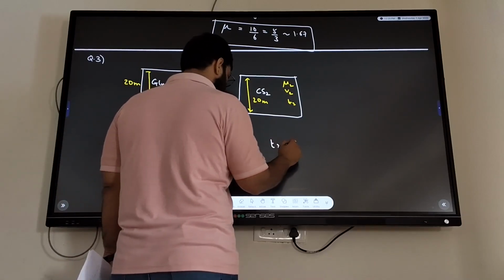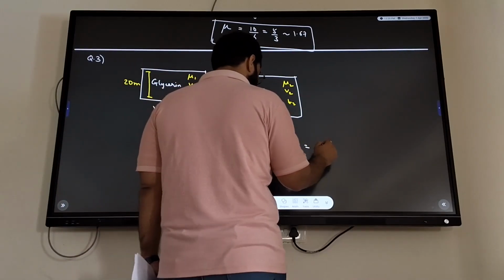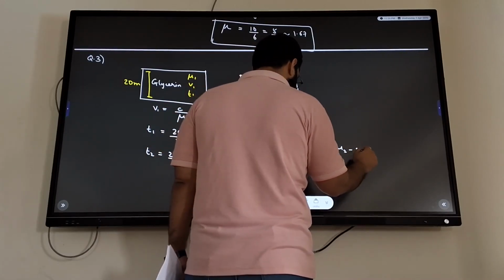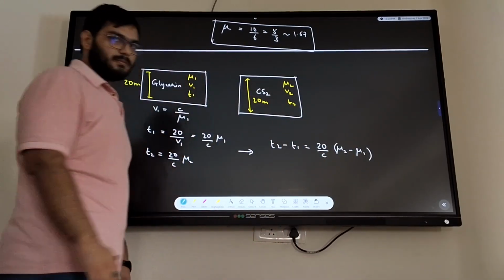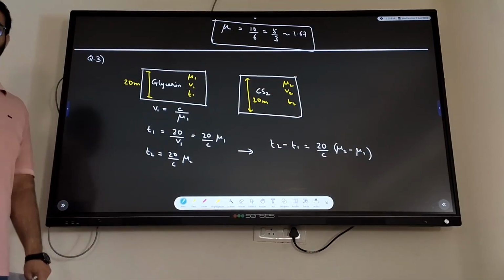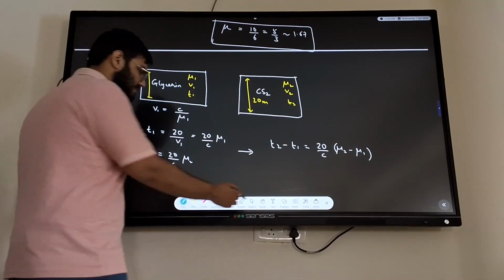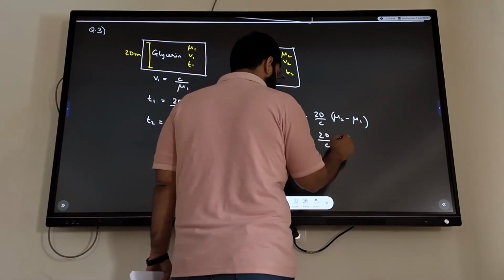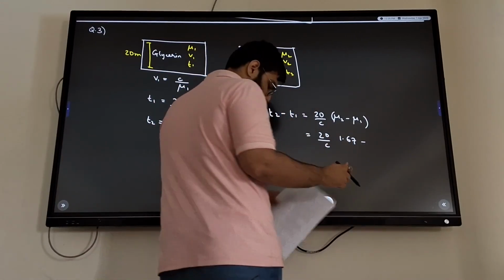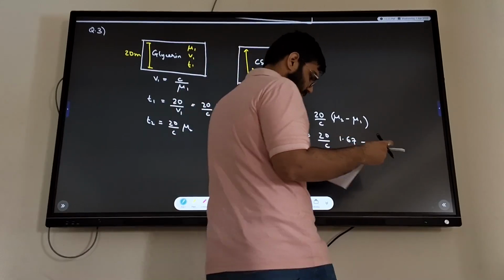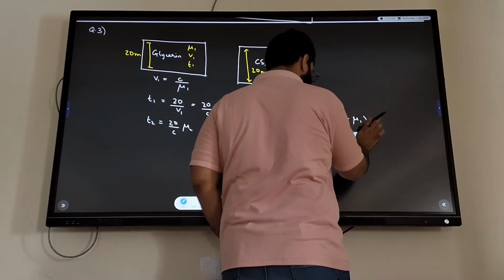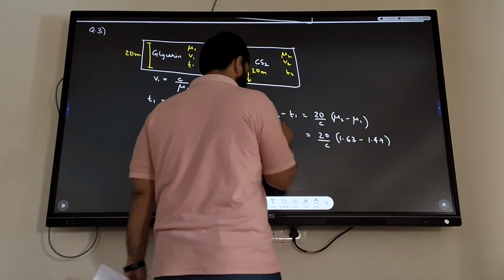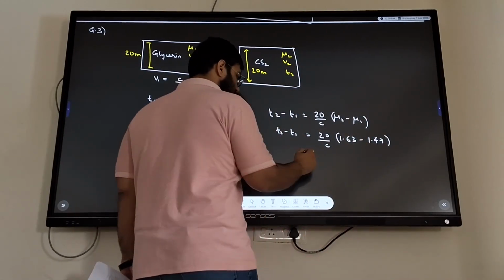So you have to find t2 minus t1, and that is going to be, let me take 20 by c common, and this will be μ2 minus μ1. Are μ2 and μ1 mentioned? Yes, they are mentioned. What is μ2 equal to? That's 1.67 maybe. What is μ1 mentioned? 1.63, okay, and this is 1.47, and this is the difference in time intervals.